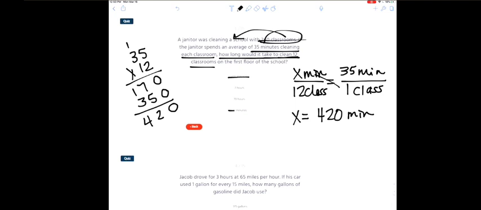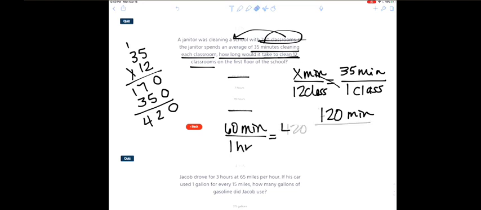This is minutes and this is minutes, but none of them are 420. So this is either hours, 7 hours or 70 hours, which means we have to convert this to hours. Well, how many minutes are there in 1 hour? There are 60 minutes in 1 hour. Look at that. This is another rate. So we're trying to do 420 minutes.